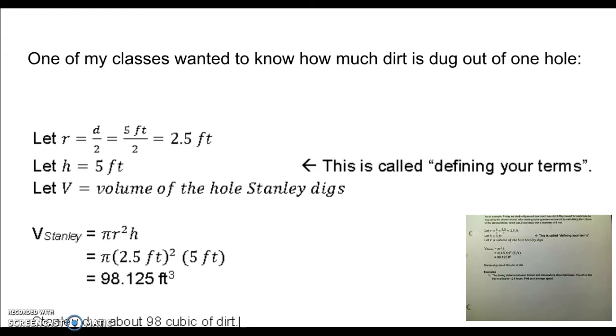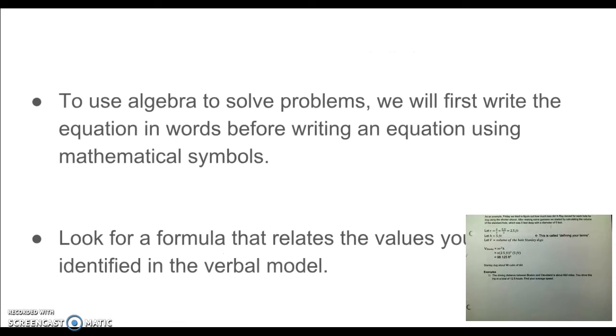But we were able to come up with a number to answer our question by taking that information and plugging it into a formula. The information that you see on the top of the screen, we identified what R stood for, the radius of the circle, and also what H stood for, the height of the cylinder, and what V would stand for, the volume of the hole that's being dug. And that's called defining your terms.